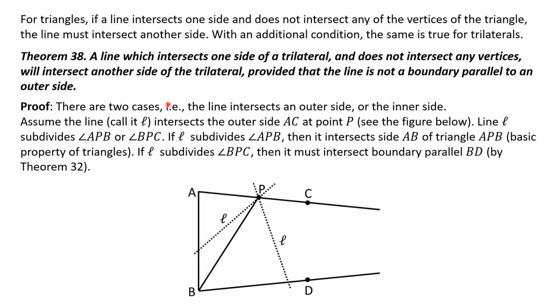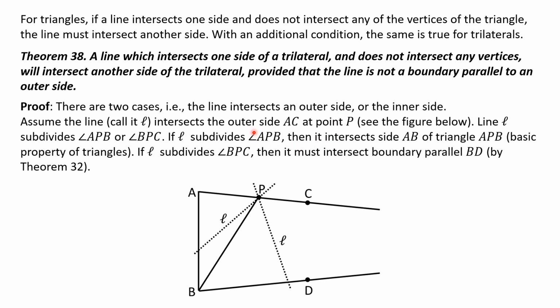A line which intersects one side of a trilateral and does not intersect any vertices will intersect another side of a trilateral, provided that the line is not a boundary parallel to either of the outer sides. So there's two cases. Our line in question either intersects an outer side or an inner side. We'll take the case where it intersects an outer side first.